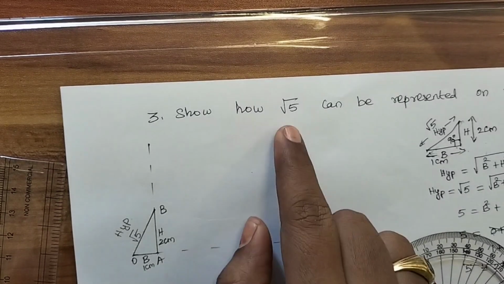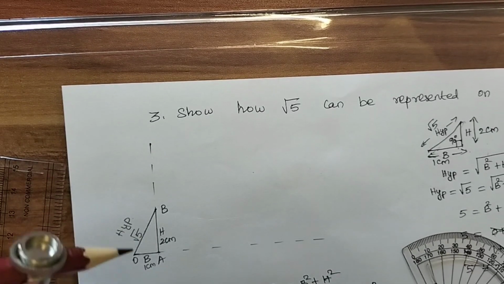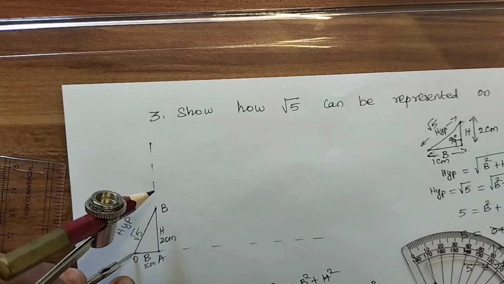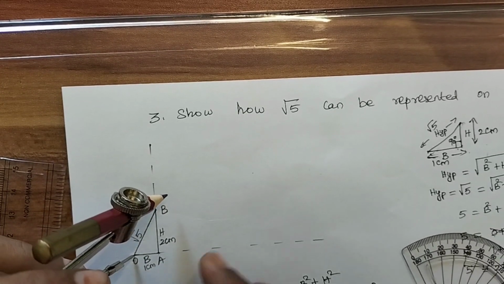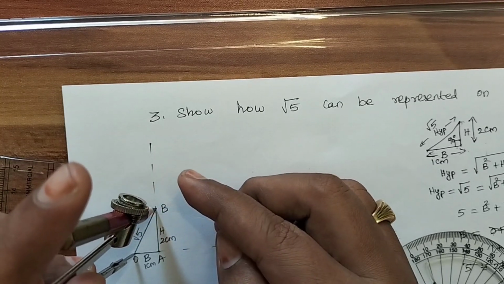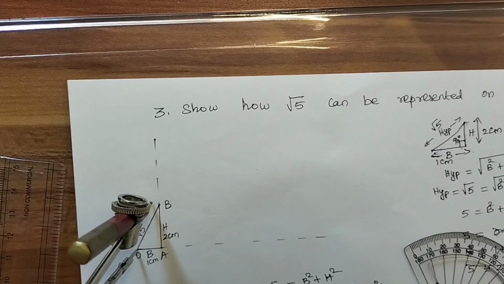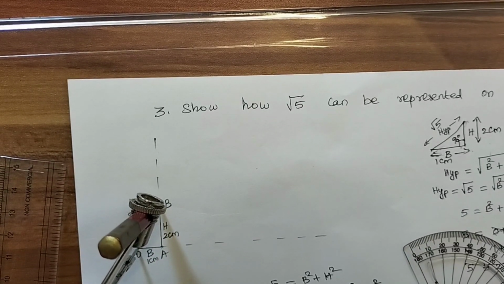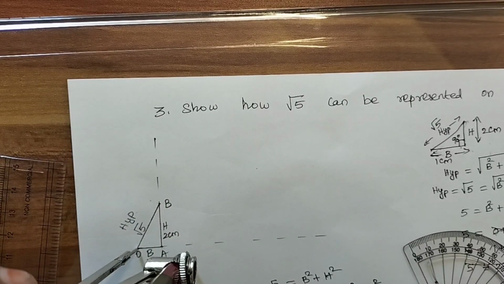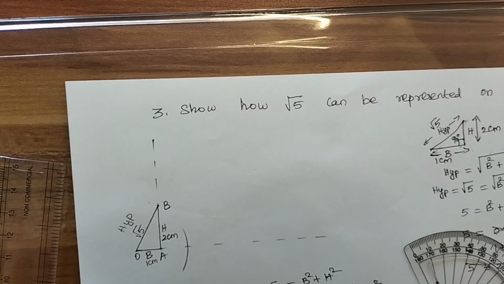We need to represent that root 5 on the number line. So this is the number line. Here I have to mention it. So for that, keep the tip of your compass at O and then the pencil tip at B. Keep it properly so that the measurement whatever you are getting, you should use that and put the arc. So keep the compass tip at O and then pencil tip at B and just rotate and draw the arc at the number line.